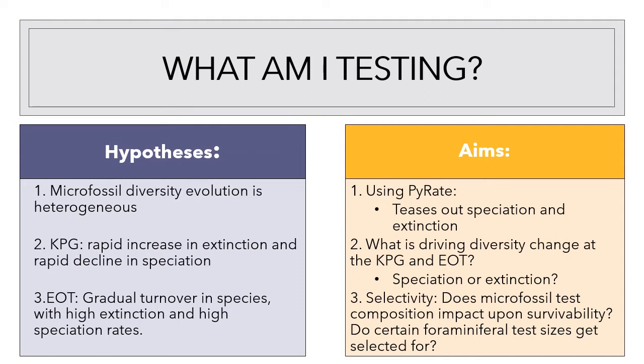On the other hand, the Eocene-Oligocene transition is an example of long-term climate change, and I expect that it will be a period of gradual biotic turnover with both high extinction and speciation rates. To achieve this, I use a novel method called PyRate, which independently teases out extinction and speciation rates from global occurrence data. I then evaluate whether speciation or extinction is driving the diversity change across these extinction events, as well as evaluate selectivity of test composition and size within foraminifera across these transitions.